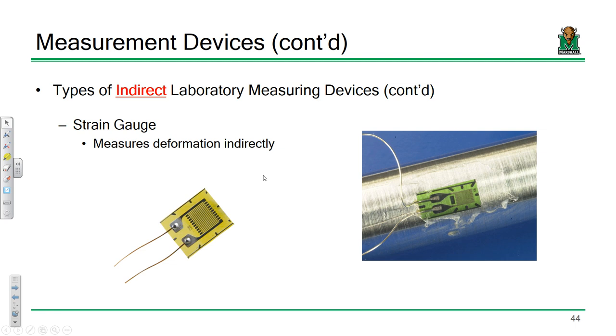As the element gets longer, you're changing the length of this strain gauge, so you're changing the resistance. Because you change the resistance, you feed in a voltage, you get out a different voltage. So that change in voltage, you take that, do a little bit of math, and you can convert that into a strain. And if you've got a strain, you can convert it into a stress or a deformation. And that's how a strain gauge works.